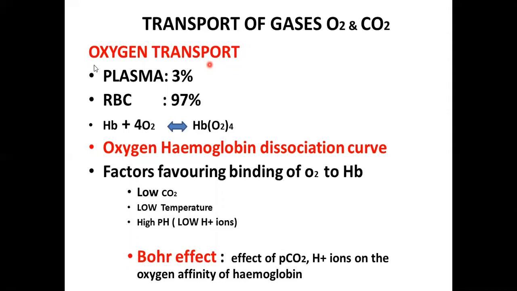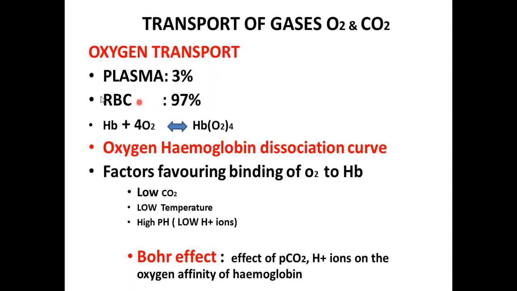And during the oxygen transportation, almost 3% of the oxygen is transported through the plasma. You know, the blood consists of a liquid matrix known as the plasma, and around 3% of the oxygen is transported in the dissolved state through this plasma. But 97% of the oxygen is transported by the red blood cells or the RBC in the blood.